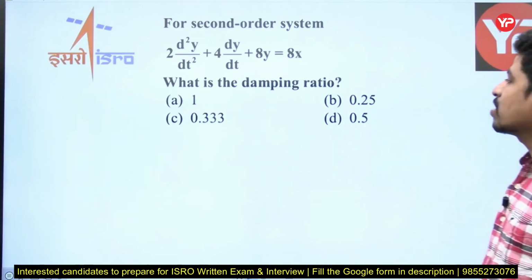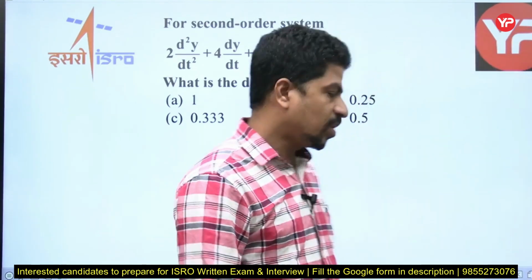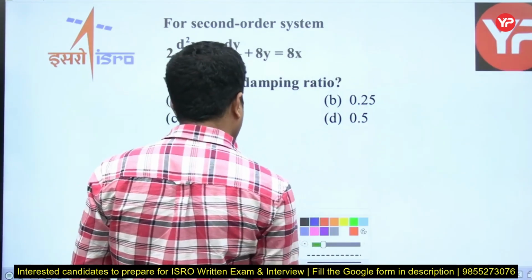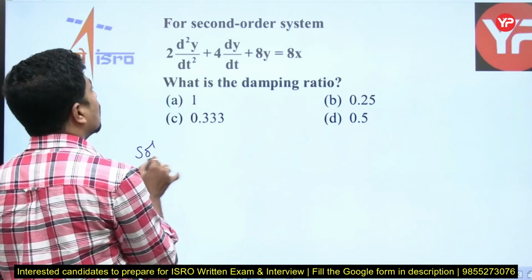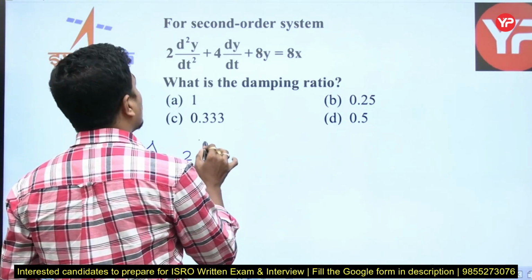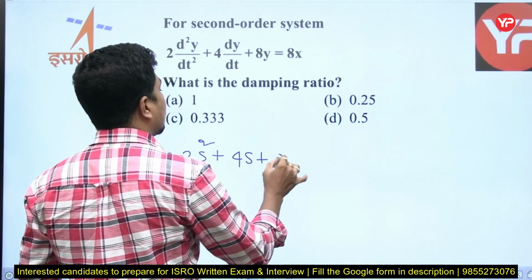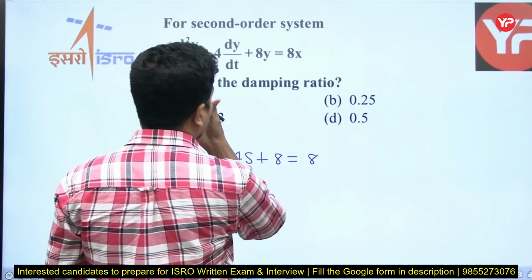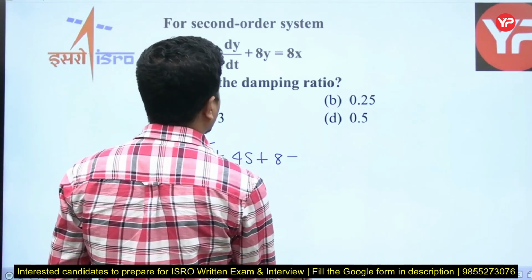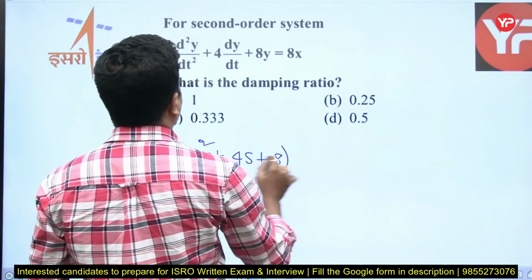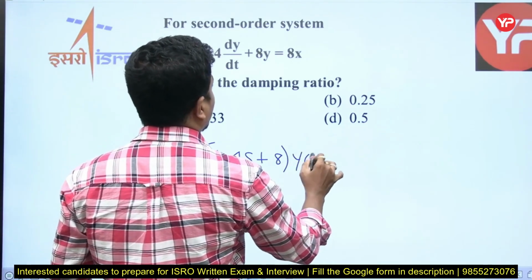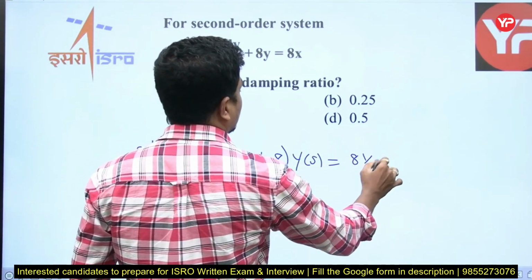Next, the second order system is given. What is the damping ratio? From this one, first of all, get the characteristic equation. How to get the characteristic equation? Apply Laplace on both sides. 2s square plus 4s plus 8, into y of s is equal to 8 into x of s.